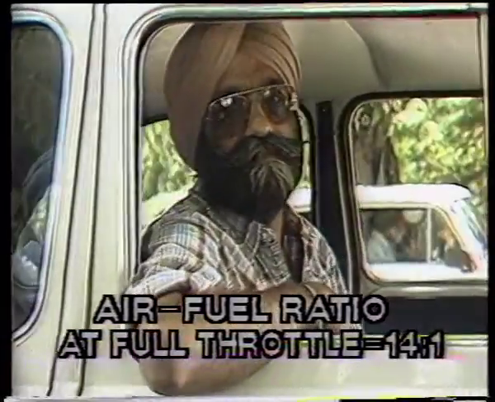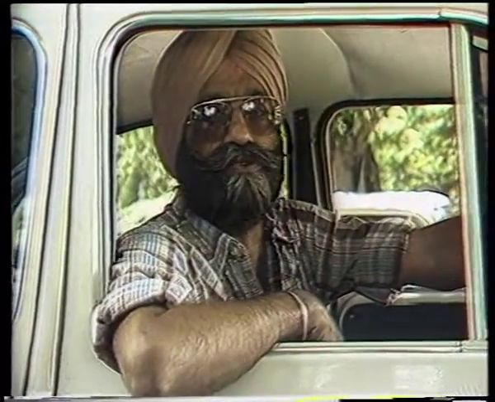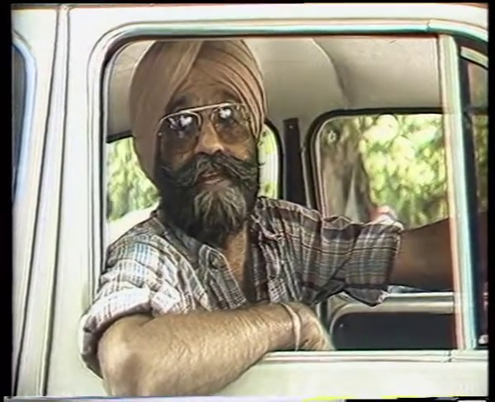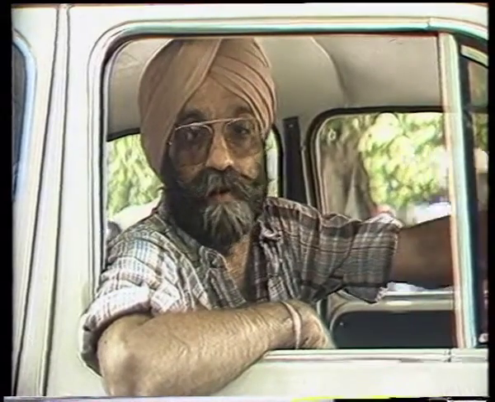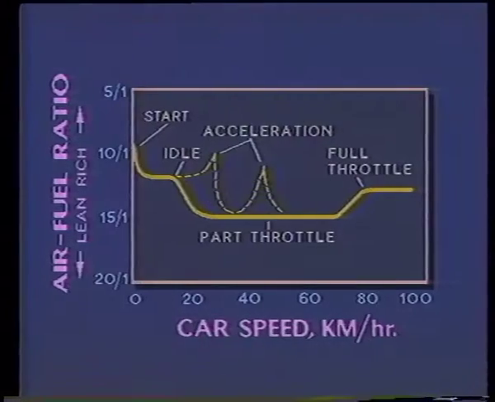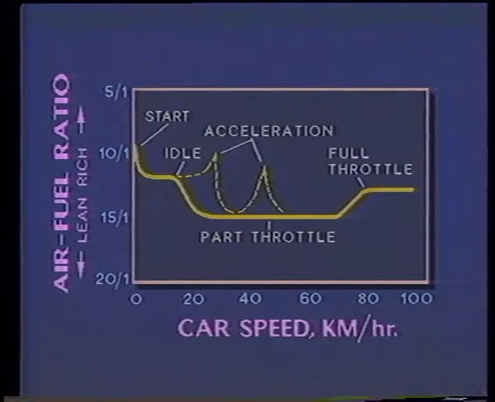Thus, the fuel system must vary the air-fuel ratio to suit different operating requirements. The mixture must be rich, that is, have a high proportion of fuel for starting, but must be relatively lean, which means having a lower proportion of fuel for part throttle and intermediate speed operations. This graph shows typical air-fuel ratios as related to various speeds.